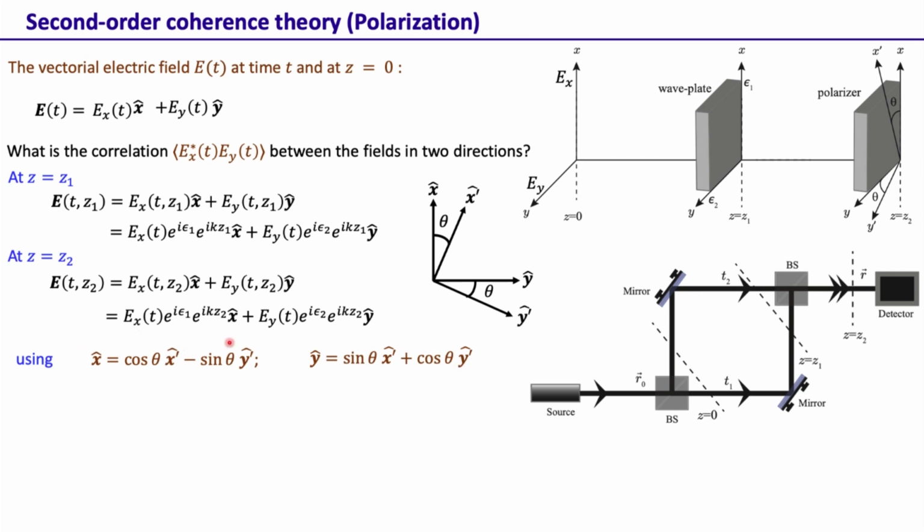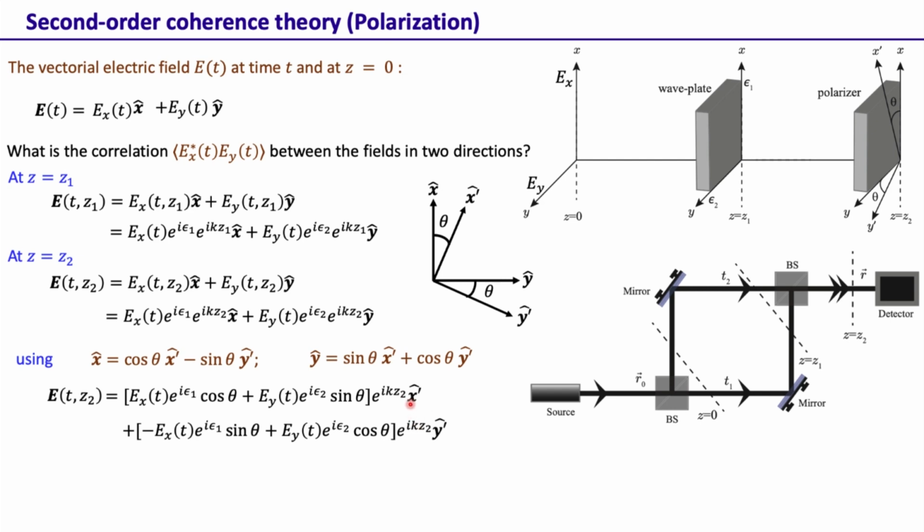So using this vector transformation, we can write this electric field like this. This is the x prime and that's the y prime. Here what we have done is that for x we have substituted this, for y we have substituted this, and then just collected the x prime components here, which are Ext e to the i epsilon 1 cosine theta, Eyt e to the i epsilon 2 sine theta, and that's e to the i k z2. These are the y prime components. So this is the same electric field, now in the x prime y prime coordinate system.